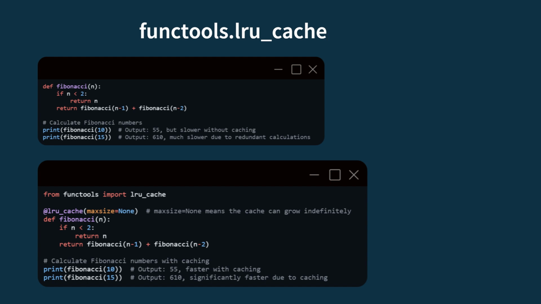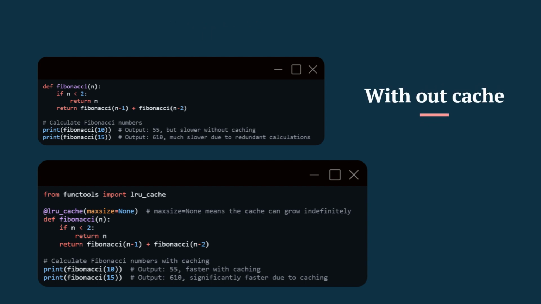Let's look at the code to see this in action. The @lru_cache(maxsize=None) decorator enables caching for the Fibonacci function, storing computed results and preventing repetitive calculations. This simple addition greatly improves performance, making lru_cache a powerful tool for optimizing code.